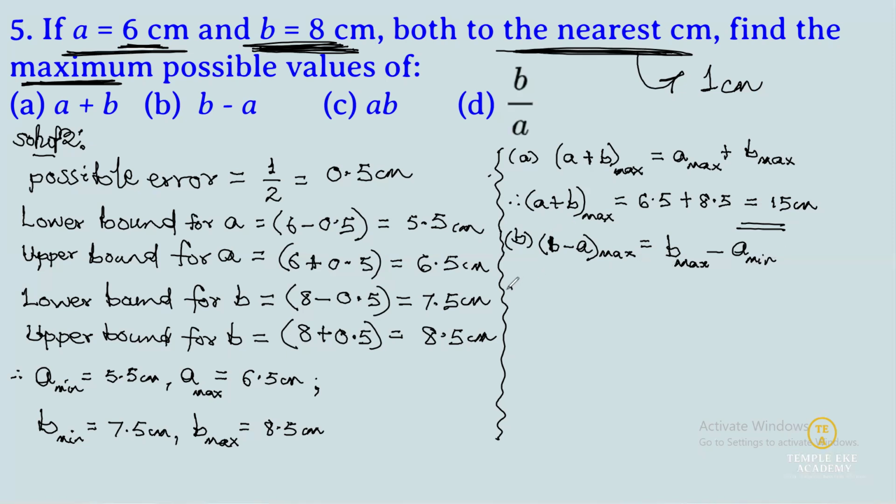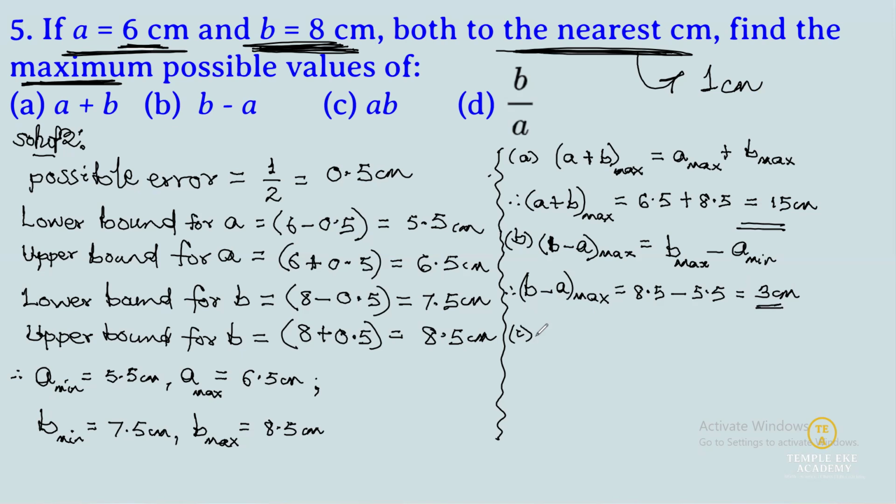So B minus A at its maximum will be given by the maximum value of B, we can input that, 8.5, minus the minimum value of A, and that's 5.5. And that gives us straight away 3 centimeters as our final answer. Very simple.